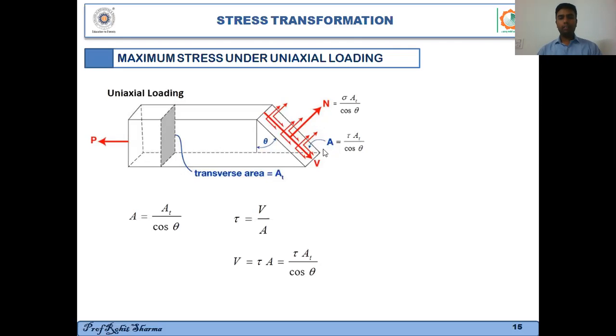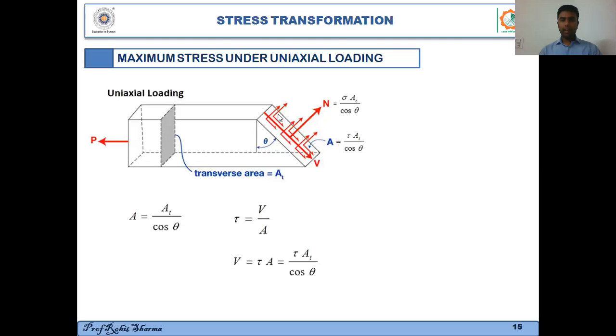Also, if I try to find this inclined area, I can find it very easily using trigonometric identities. This area will come out to be AT upon the cosine of theta, right? So this is the transverse area AT, and this angle is theta. So this area is the transverse area divided by the cosine of theta. Okay, so I've got this area. I also know that the normal stress on this area will be sigma.